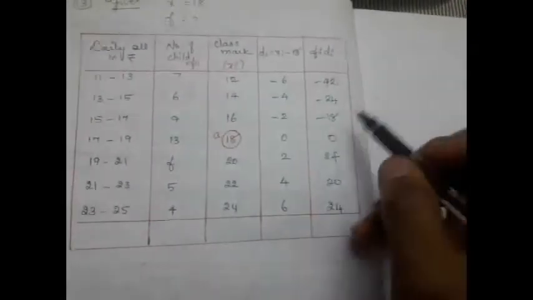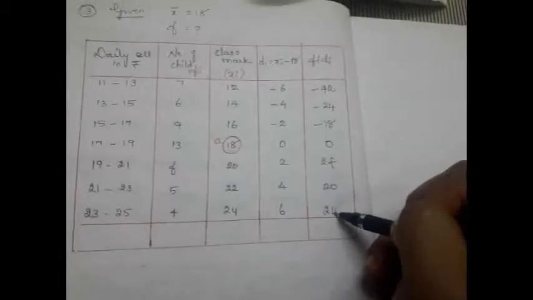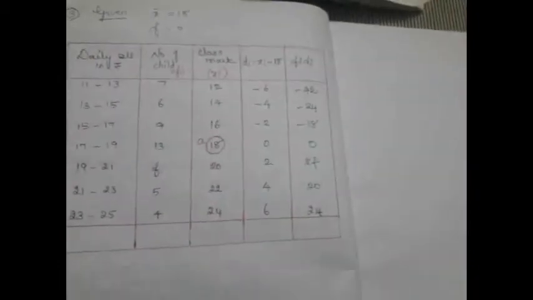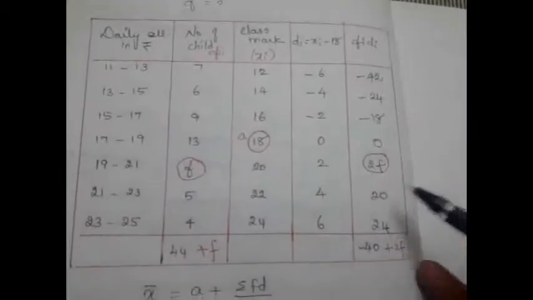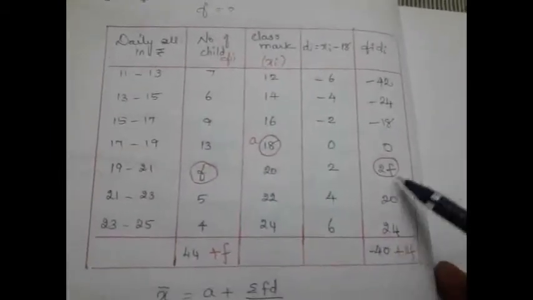Now plus 24 minus 24 will get cancelled. Keep this 2f as such. So add the numerical values and write plus 2f. Add all the numerical values and write plus 2f. And when you are having summation f, keep this f as such. So add all the numerical values and write plus f. So if we add, we get minus 40 plus 2f.